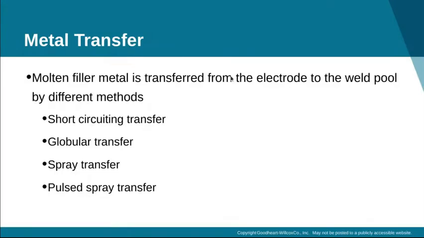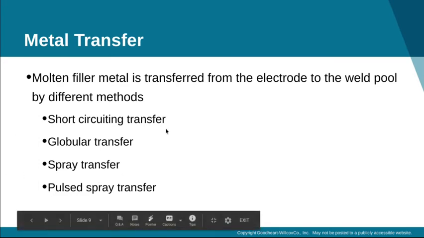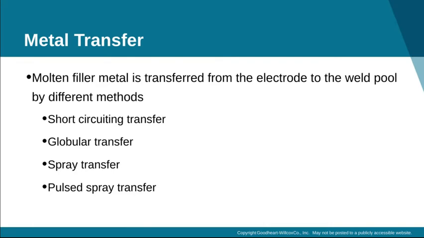Molten filler metal is transferred from the electrode to the weld pool by different methods. Short circuiting is probably the most popular kind of MIG welding out there. I've only worked at a couple places where we sprayed things, and that was very sporadic. It wasn't an everyday thing. Globular transfer, I have never done that. Spray and then pulsed spray. I had pulsed spray when I was at Major Tool Machine down in Indy. Mainly did that on Inconel. It's a nickel chrome alloy, so it welds a lot different. That's a weird metal to weld on.